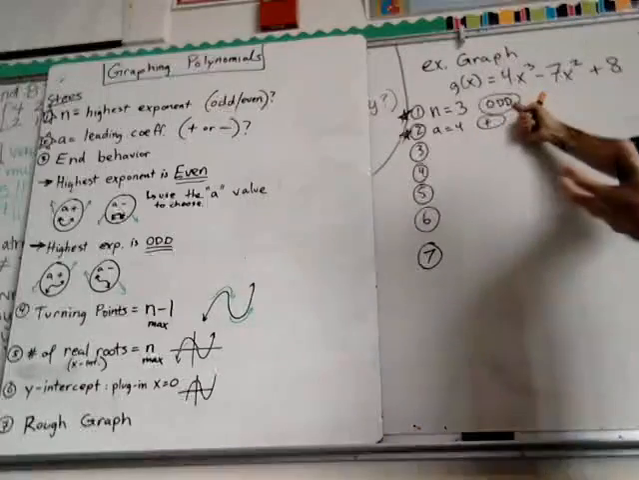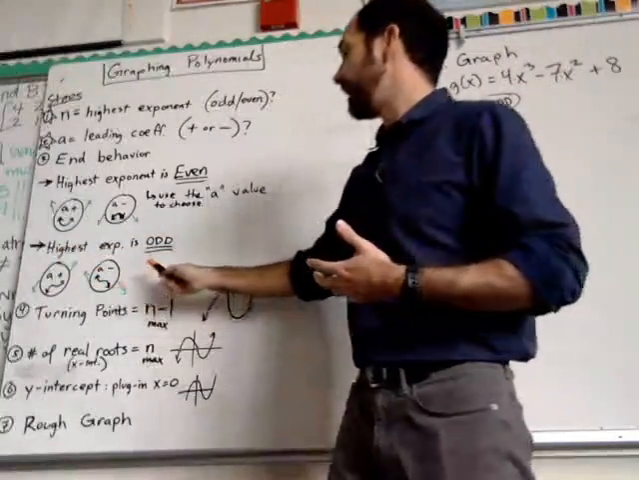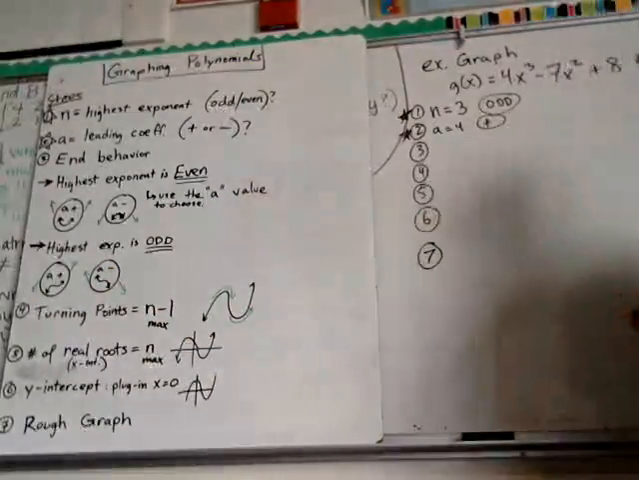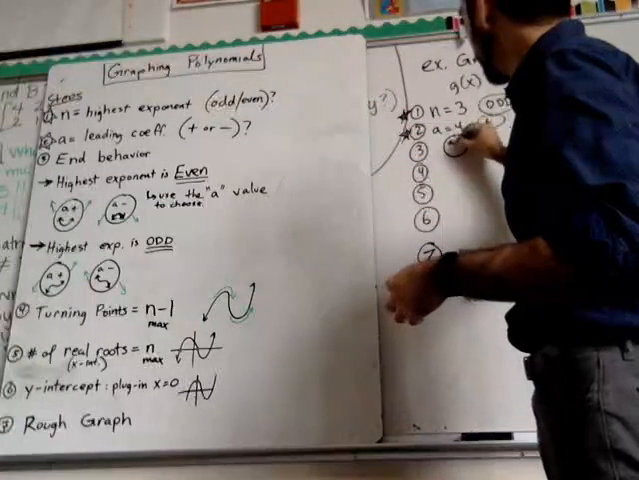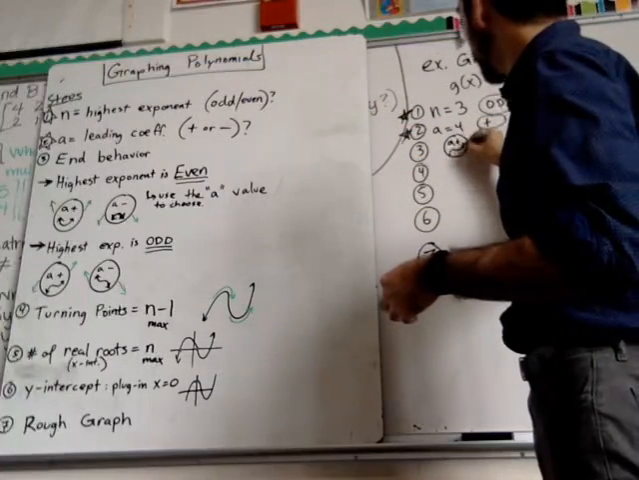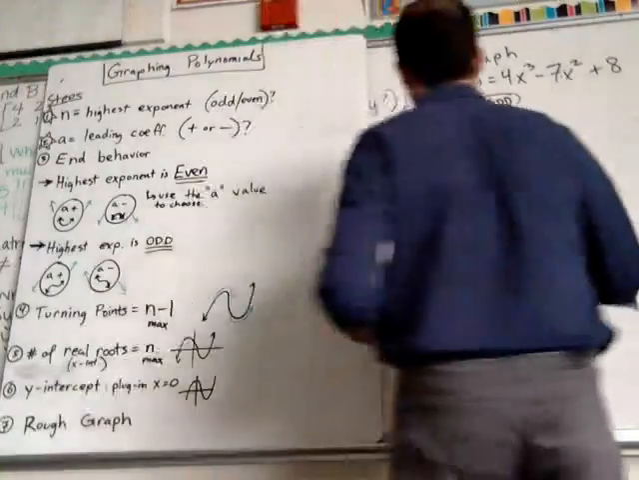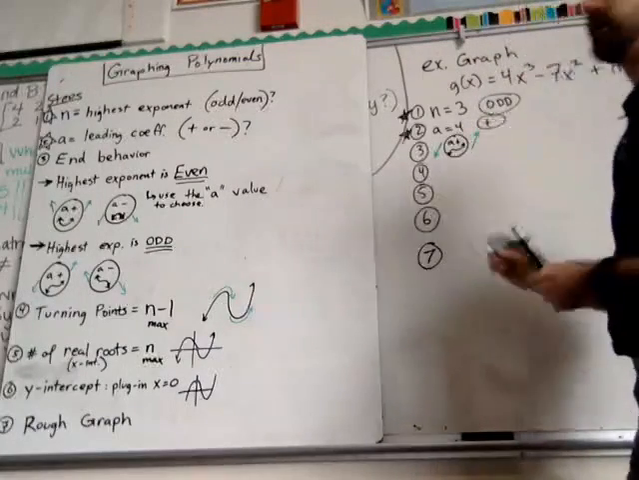Odd. Okay. So I know I'm down here. The highest exponent is odd. Now, is my A positive or is my A negative? Positive. So I know that we end up with A is positive. It goes up and up. And you can even just add on to that. It's going down to the left. It's going up to the right.